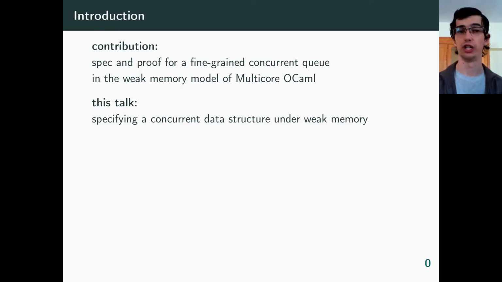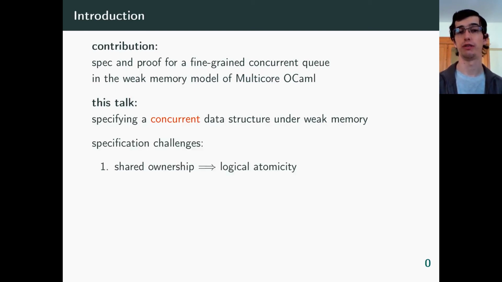Concurrency poses a number of challenges. We want to specify a data structure such that we allow sharing it between threads. So one challenge is with shared ownership, and as we'll see, solving this involves some form of atomicity. The operations of a concurrent data structure must behave as if they were atomic, and it's something we must specify somehow.